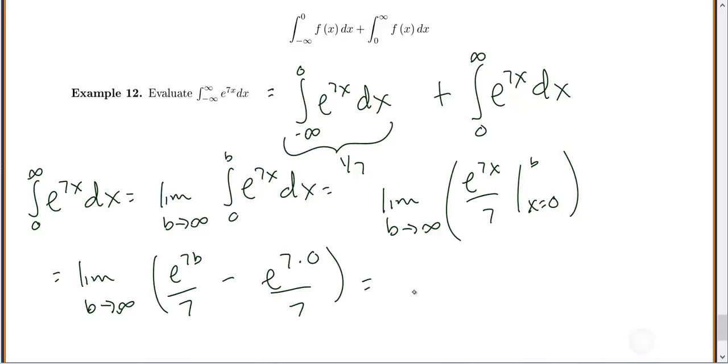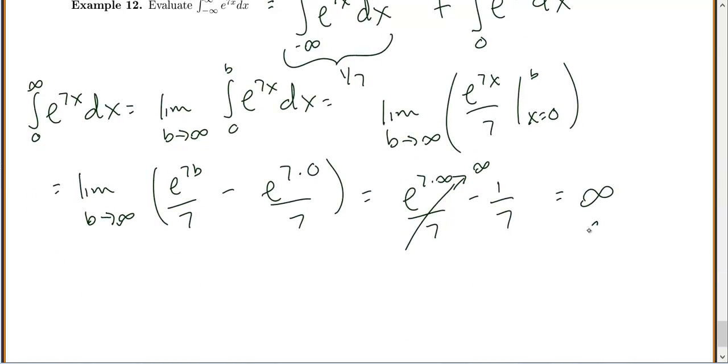Now plug in your infinity. So this is going to be e to the 7 times infinity over 7 minus 7 times 0 is just 1, so 1 seventh. Now this e to the 7 times infinity, notice we're not dividing by big numbers, we just have really big numbers here. So these big numbers keep getting bigger and bigger, so this entire thing is just going to go towards infinity. So infinity minus 1 over 7 is just infinity. So this part is divergent.